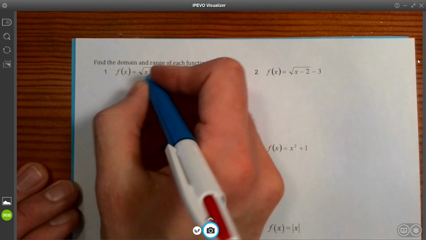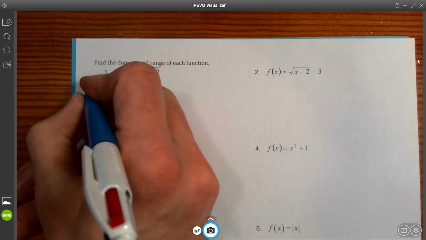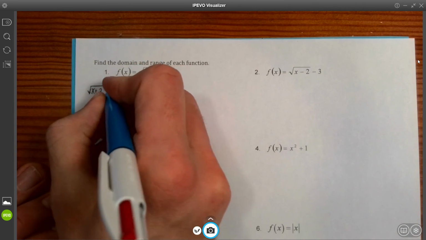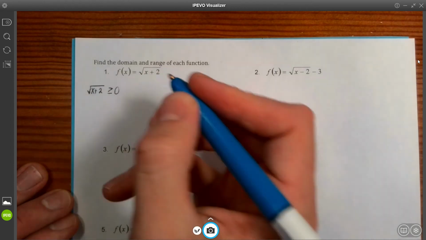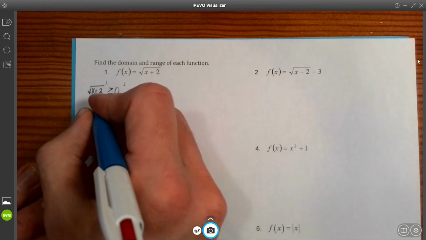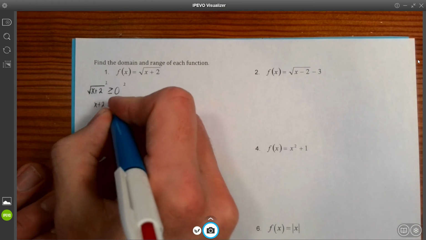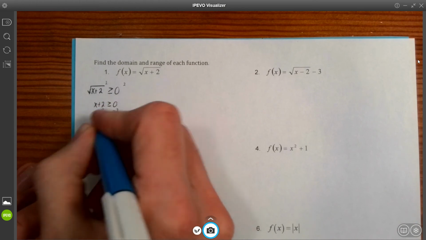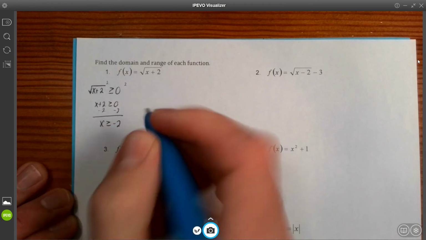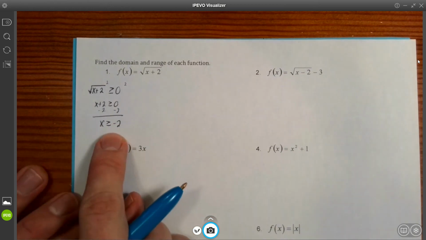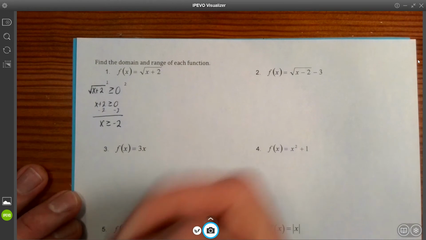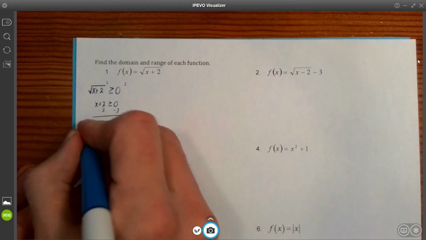So there are a lot of people that would say, well, this thing right here is going to be greater than or equal to 0. So then they would solve it, and they would square both sides. We'd square this, and so x plus 2 is greater than or equal to 0, and then we'd subtract 2 from both sides. And so x would be greater than or equal to negative 2. And right there, that's our domain. So our domain is everything that is greater than or equal to negative 2. So I'm just going to go ahead and label that as my domain right there.